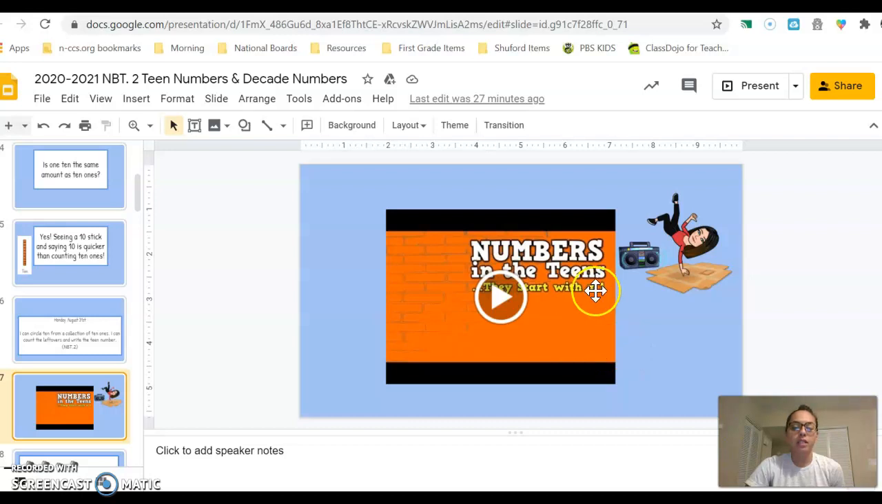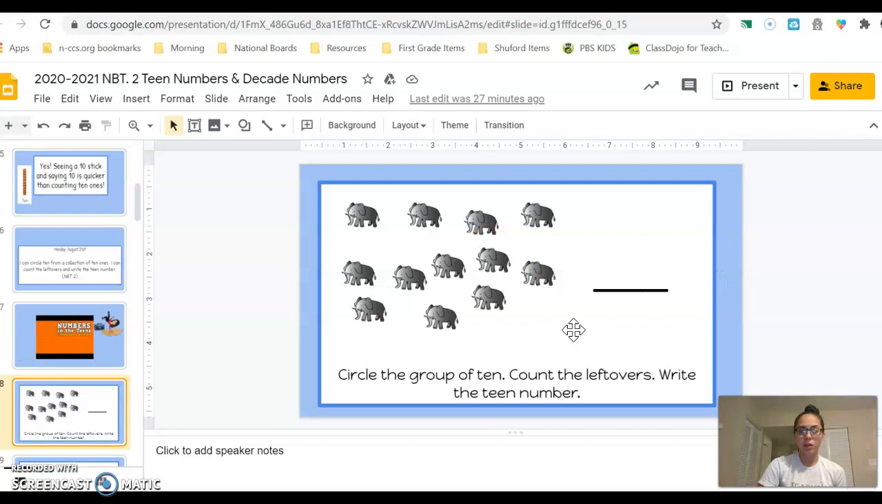But what I want you to notice, students, is every teen number, even 11 and 12, always starts with a 1. We get kind of silly and we will write our numbers backwards, but just know that every teen number starts with a 1. So it's 11, 1 and a 1, 12, 1 and a 2, 13, 1 and a 3, 14, 1 and a 4. So you always write 1 first when we're talking about our teen numbers, because we don't want to get them mixed up.